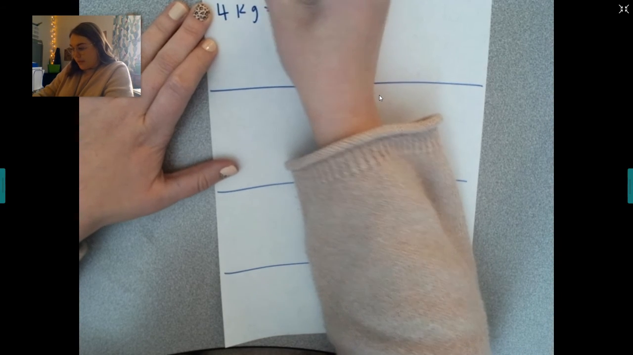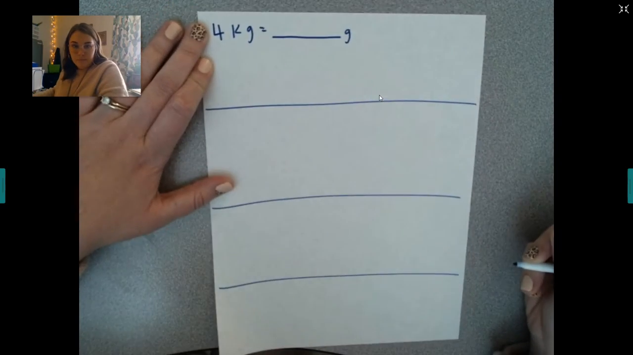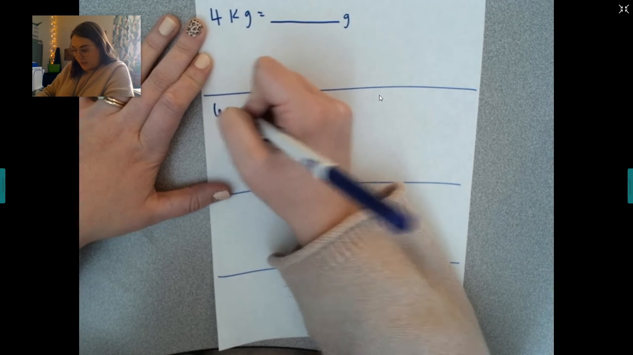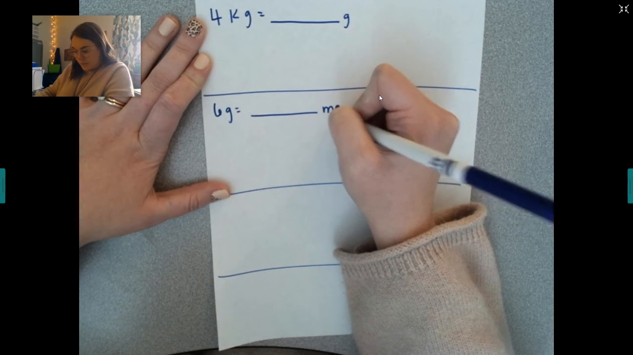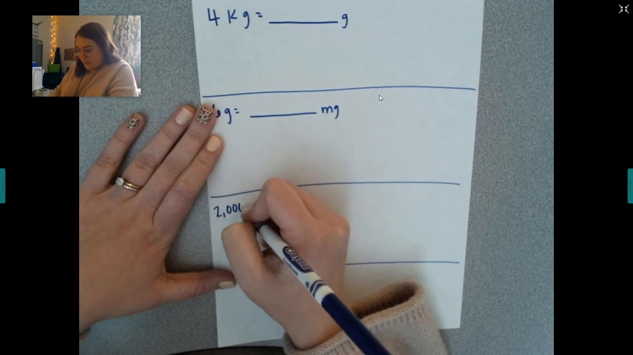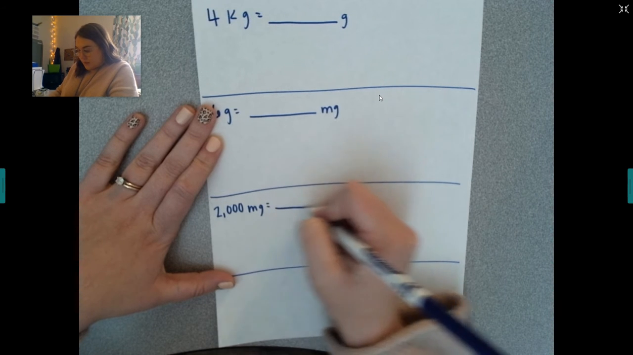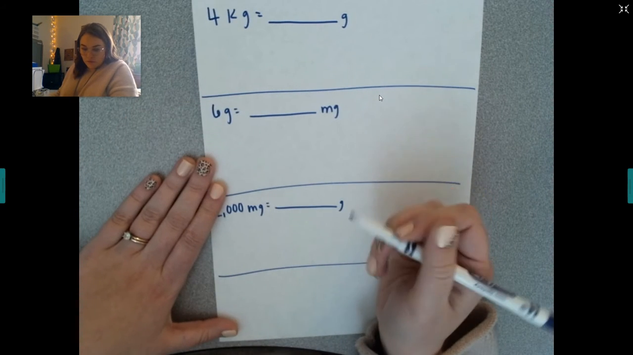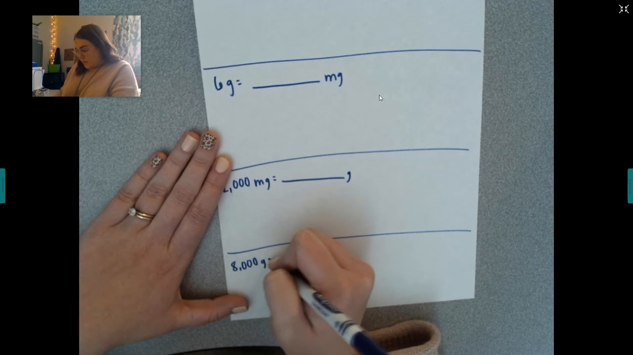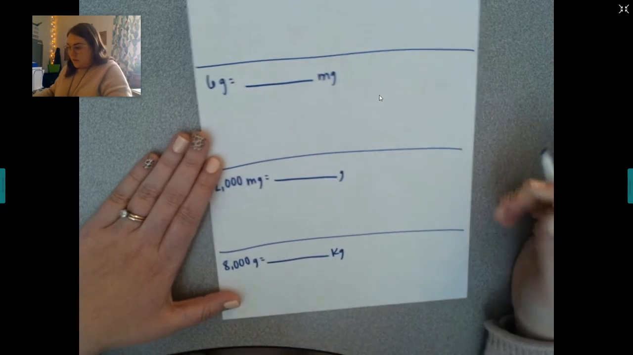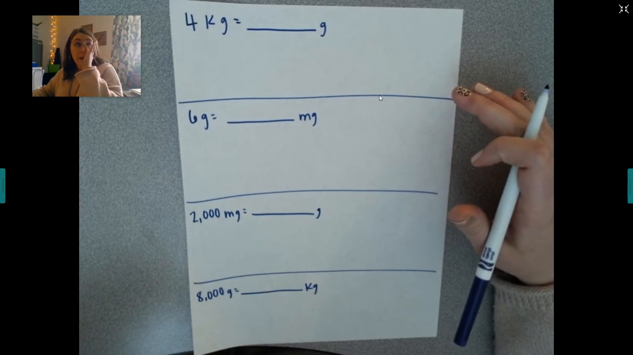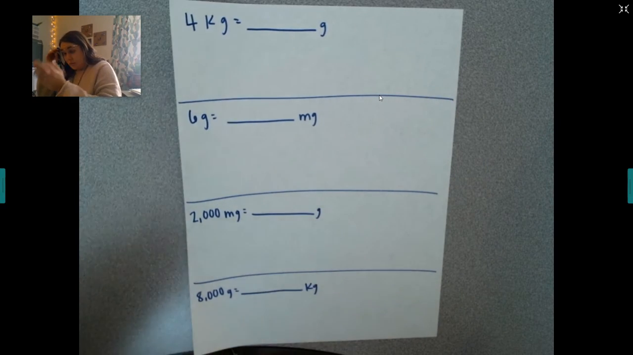to solve them. So 4 kilograms equals how many grams? 6 grams equals how many milligrams? 2,000 milligrams equals how many grams? And 8,000 grams equals how many kilograms. So those are your problems. I want you to write all 4 down on your paper, and I want you to solve them using input-output tables.